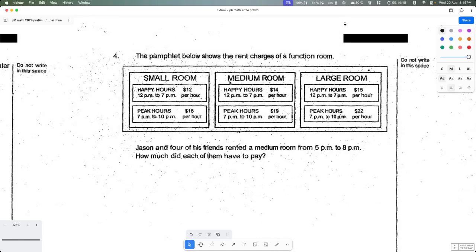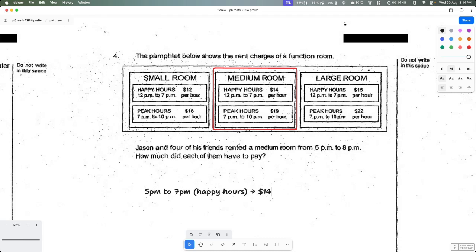Okay, so how much did each of them have to pay? Let's concentrate on the medium room. Let's make it red so it's easier to see. Okay, so medium room over here. Happy hours is 12 p.m. to 7 p.m. So that means from 5 p.m. to 7 p.m., which is happy hours, is in this case over here basically $14.